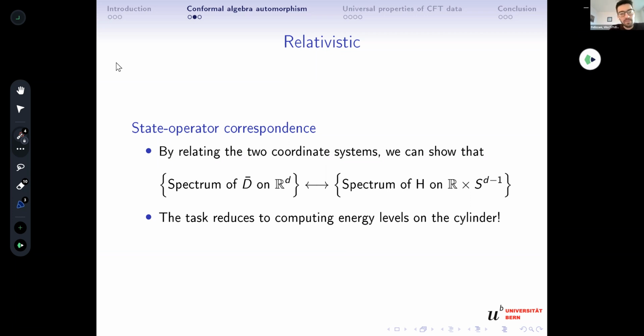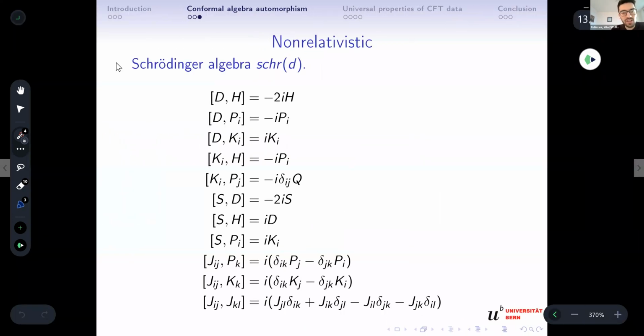Okay. But before proceeding, I want to also discuss the case of the non-relativistic equivalent of this story. The non-relativistic conformal group is called the Schrodinger group, right? And again, you have a bunch of commutation relations. We don't really care about the details here. Those are, again, the rotations in d-dimensional space. Those are the translations, the Hamiltonian here and so on. And there is just one extra feature that I want you to notice here, this generator Q here, which is a central charge.